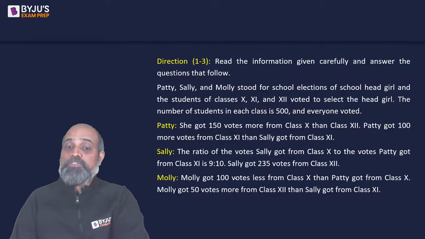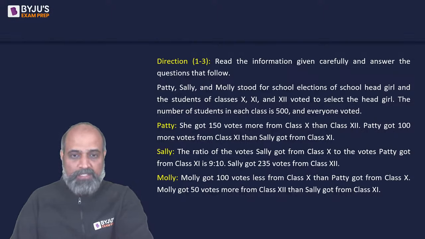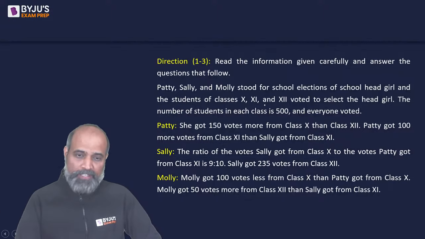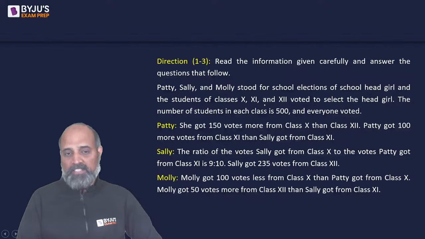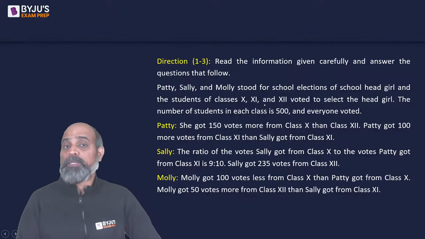Patty, Sally, and Molly stood for school elections of school head girl, and the students of class 10, 11, and 12 voted to select the head girl. The number of students in each class is 500, and everyone voted. So these are three different classes, 10th, 11th, and 12th, and three different people, and these three classes voted for these three people for the head girl. The number of students in each class is 500, so 500, 500, 500, that's 1500 people, and all of them voted.